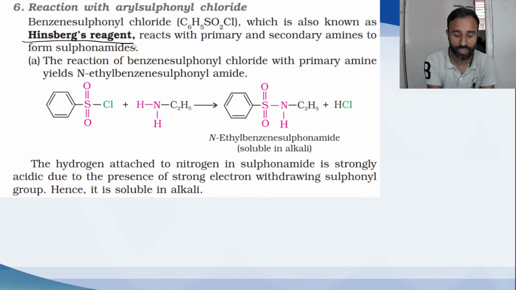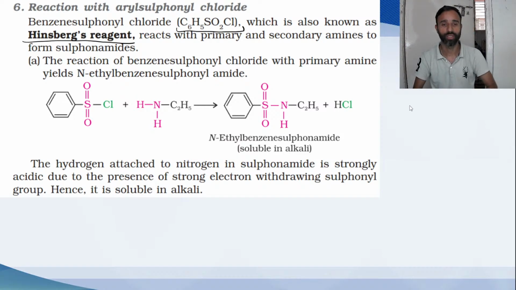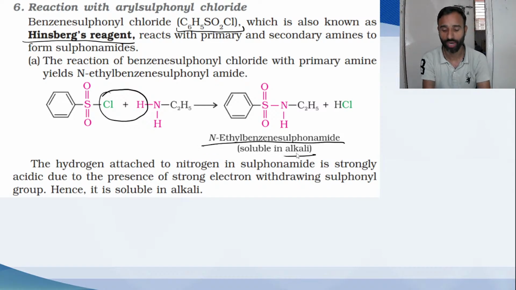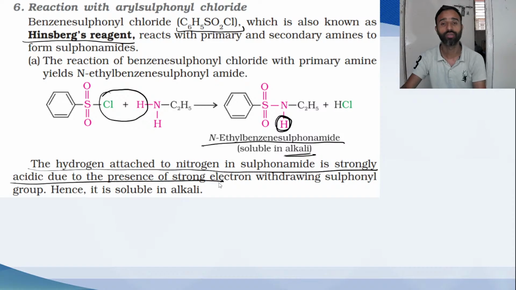Hinsberg reagent test, that is also very, very important. It is a test for primary, secondary, and tertiary amine. With primary amine, we get a product which is soluble in what? Alkali. Why? Because there is still one H. So primary amine reacts with Hinsberg reagent. And what is Hinsberg reagent? Benzene sulfonyl chloride. And the product formed is soluble in alkali, because the hydrogen attached to nitrogen in the sulfonamide is strongly acidic, due to the presence of a strong withdrawing group. So it is soluble in alkali.